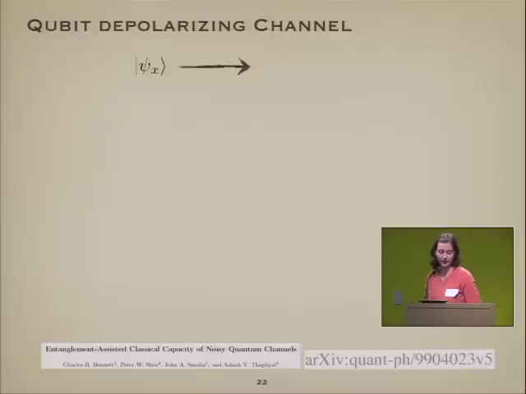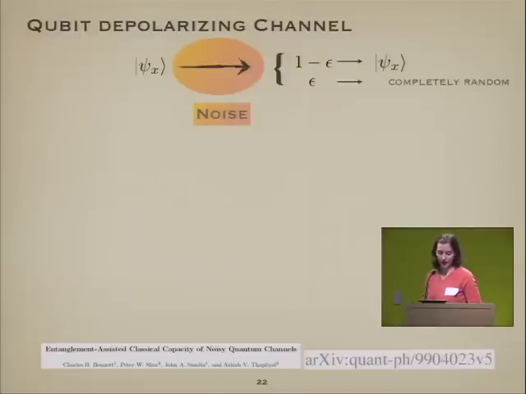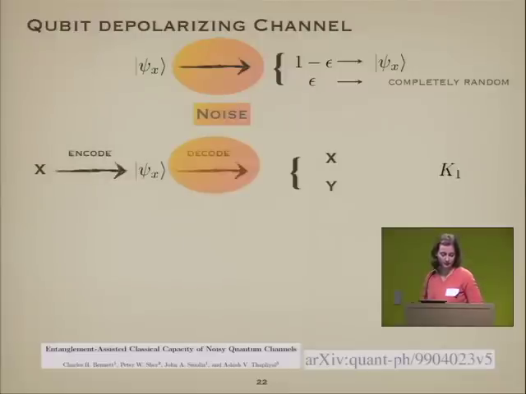the qubit depolarizing channel. So what happens, you take your wave function psi of x, and you send it through the channel. But it can actually happen that in this channel it suffers from some sort of noise, as we can expect with biological systems. And then with probability 1 minus epsilon, this channel gives you the original wave function, and with probability epsilon, it sends you something completely random. So that's a qubit depolarizing channel.